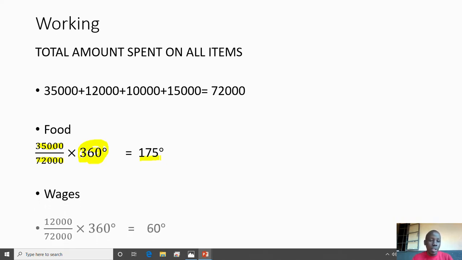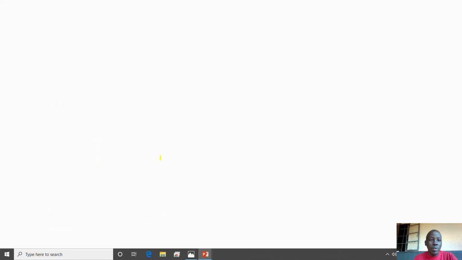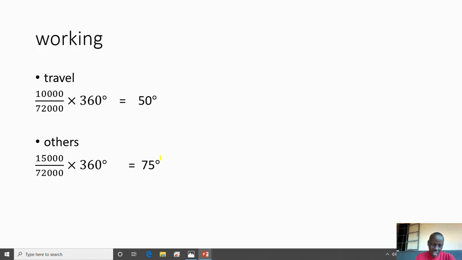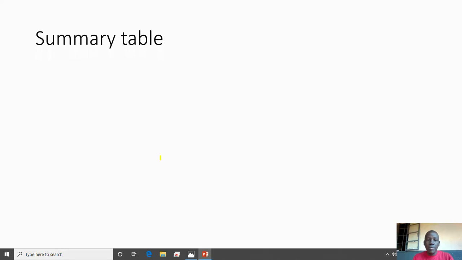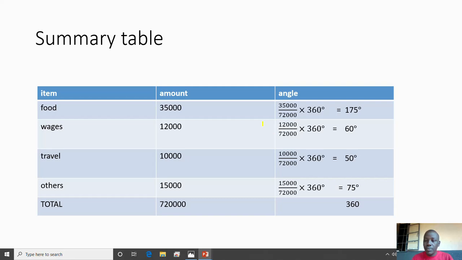We also do the same on wages. We take the amount spent on wages divided by the total, and we get 60 degrees. We continue with travel: 10,000 divided by 72,000 times 360 degrees, which gives 50 degrees. We also continue with others, which is 15,000 divided by 72,000 times 360 degrees, which is 75 degrees. That's the working, and we are going to have a summary of what we have calculated. This is the summary.